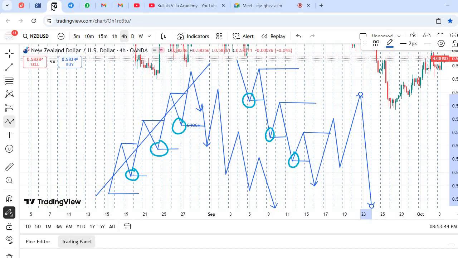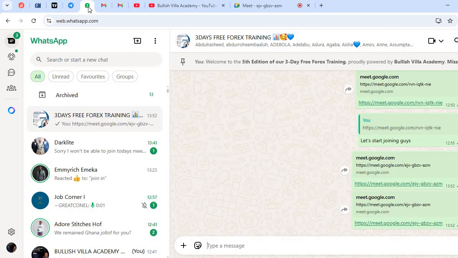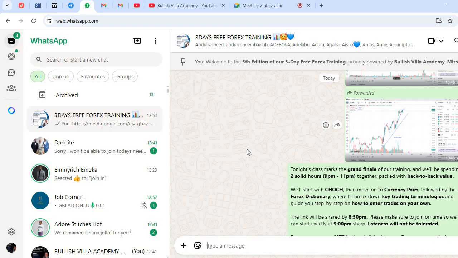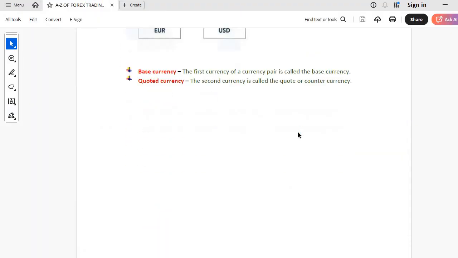Alright, please can you all see the screen? Yes, sir. Alright, so currency pairs, change of character, Forex dictionary. Okay, let's do Forex dictionary. Then we can go to how to enter trade. We might even finish before 11 safe.